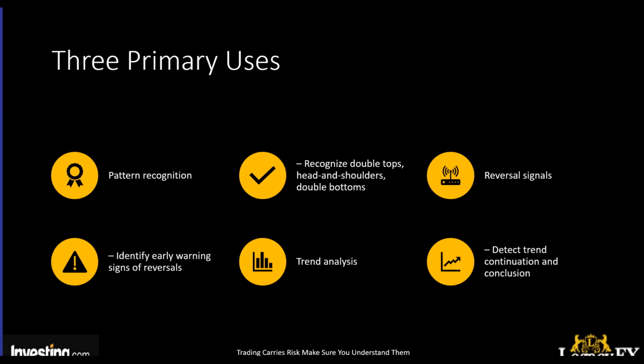Now, Bollinger Bands gives us 3 primary uses. One, it gives us pattern identification. It helps us recognize double tops, head and shoulders, and double bottoms. It also gives us reversal signals, and it will help identify early signs of reversal. And it also gives us trend analysis. It'll help us to detect when a trend is continuing or ending. So we have 3 multi-purpose uses of these bands.